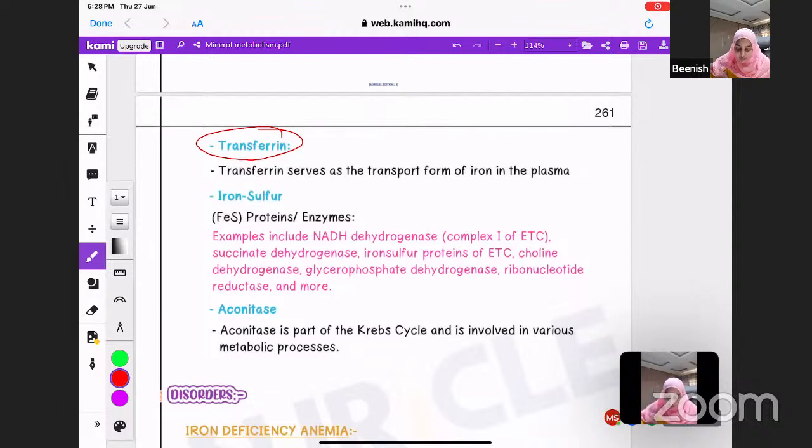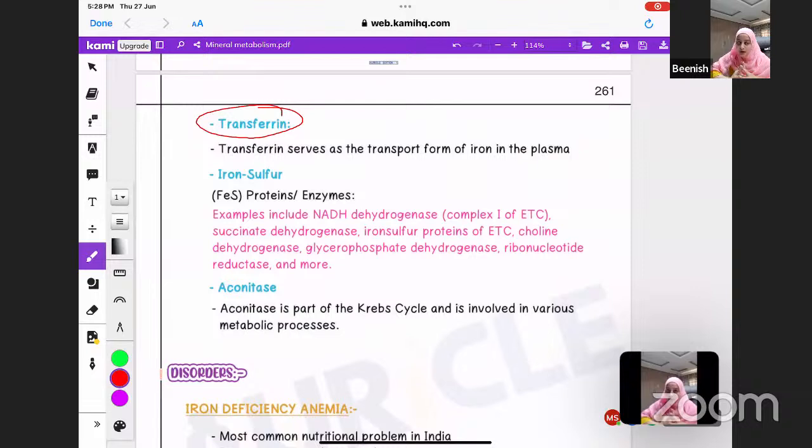Then talking about iron sulfur proteins or enzymes, if you remember when we were talking about complexes in the electron transport chain, like the NADH dehydrogenase, that is complex 1, and the succinate dehydrogenase, all of them contained iron sulfur clusters. Then your choline dehydrogenase, glycerol phosphate dehydrogenase, ribonucleotide reductase, and many more enzymes all have iron sulfur complexes. Then talking about aconitase, an enzyme involved in the Krebs cycle. There I had told you that it is a moonlighting enzyme. And what are moonlighting enzymes? Enzymes which have another role apart from their enzymatic role. So your aconitase is involved in iron homeostasis.